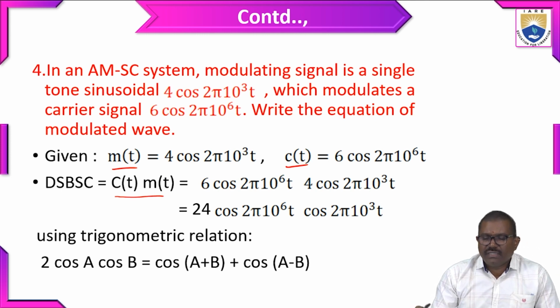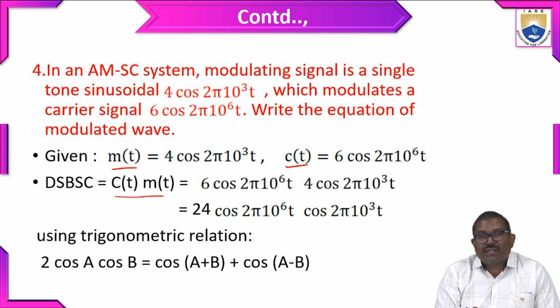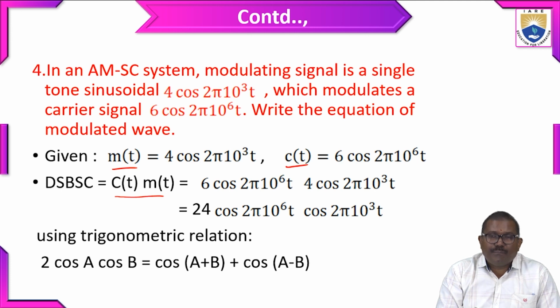So what is given for c(t)? Here c(t) is equal to 6 cos(2π × 10^6 t). The general expression for the carrier signal is Ac cos(2π fc t), which includes the amplitude of the carrier and the frequency of the carrier in c(t). Whereas in m(t), again Am cos(2π fm t), the message signal amplitude Am is 4 and fm is 10^3.